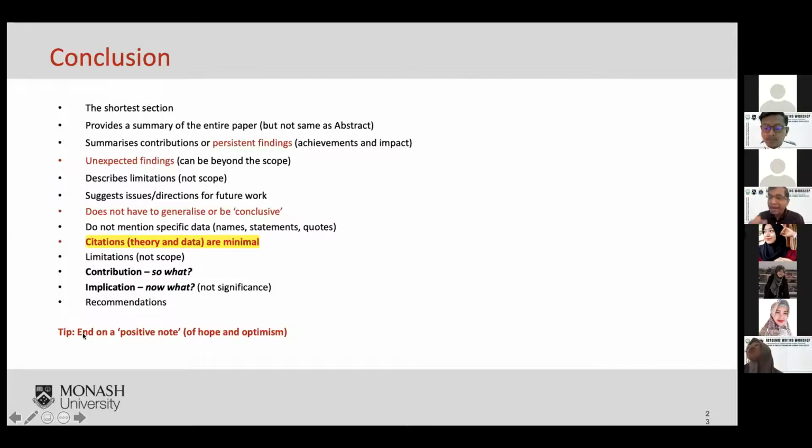And my final tip for you is, no matter what topic your article is about, usually in social sciences, the topic is about an issue, a problem, or something that needs to be resolved, right? So we talk about challenges and issues, etc. So even if it is about a problem, try to end on a positive note. Try to end on a note of hope and optimism, right? On a good note. So that's a good thing.